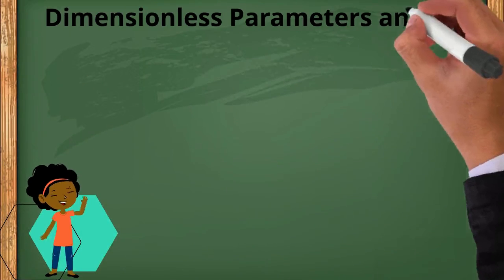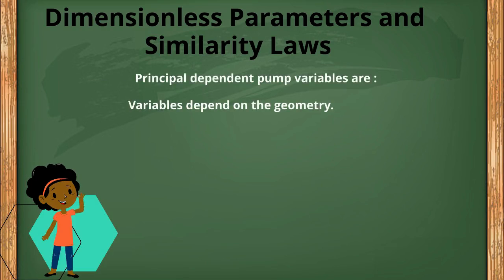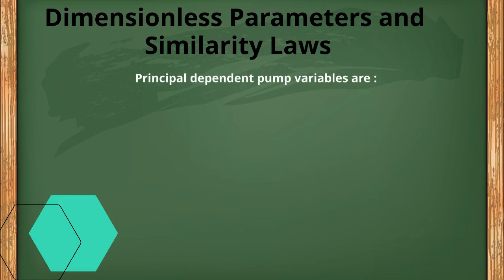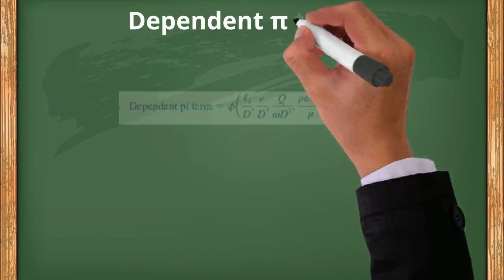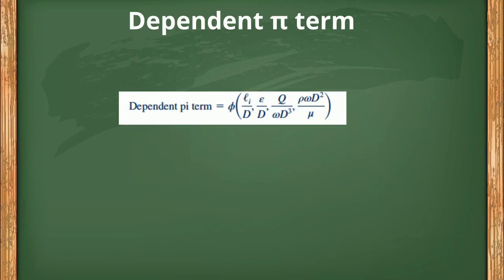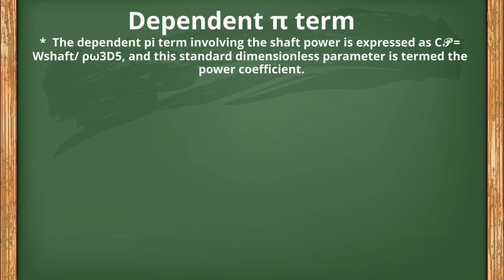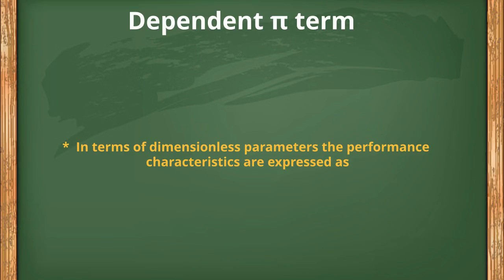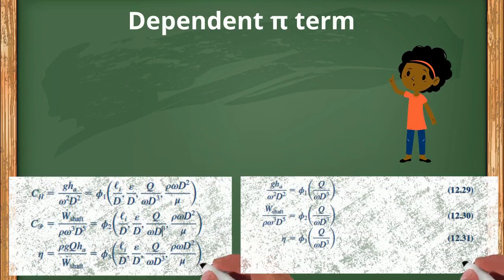Dimensionless parameters and similarity laws. The characteristics of a pump are usually determined experimentally. These variables depend on the geometry, which can be represented by some characteristic diameter, shown here as the dependent variable. A straightforward application of dimensional analysis leads to the dependent pi terms. The power appearing in this dimensionless parameter is commonly based on the shaft brake horsepower. In terms of dimensionless parameters, the performance characteristics are expressed as these equations you see below.